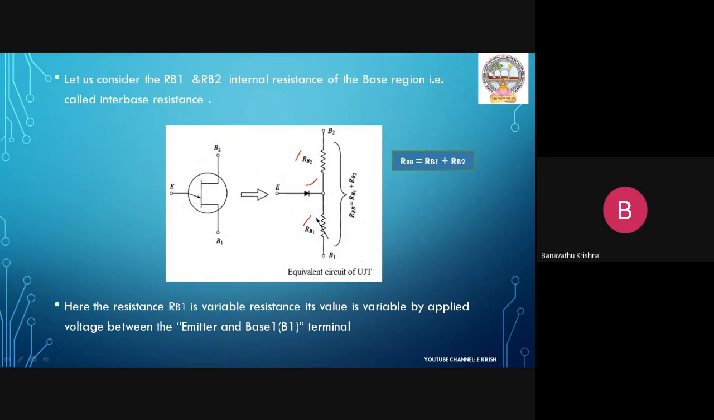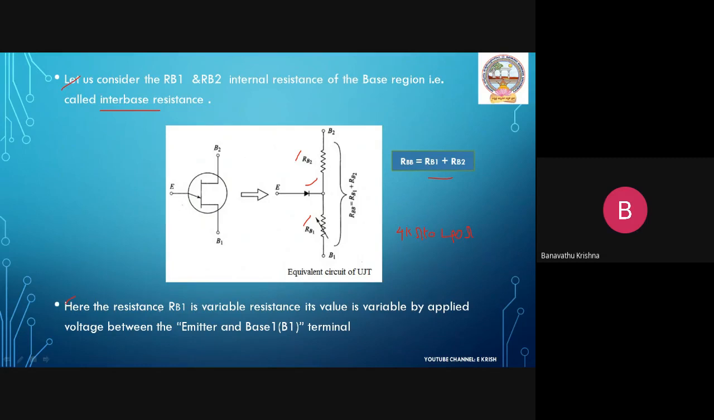Here RB1 is a variable resistor. If any voltage is applied, its value may change, from 4 kilo ohms to 40 ohms, or from 40 ohms to 4 kilo ohms, depending upon the applied voltage between emitter and base 1. So the total interbase resistance of the silicon bar is RBB equals RB1 plus RB2. Here, RB1 and RB2, the internal resistances of the base region, are called interbase resistance.